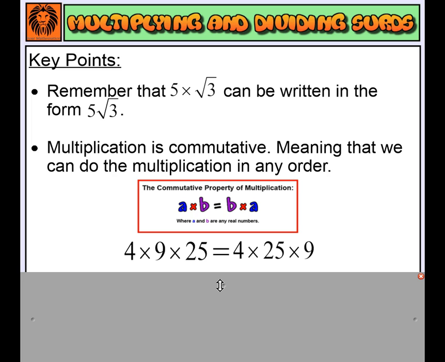Now say that we have 4 times 9 times 25, we can group this together in a different way. So I'd rather group together the 4 and 25 to get 100, and 100 times 9 is 900. So sometimes rearranging it can make it a lot easier.